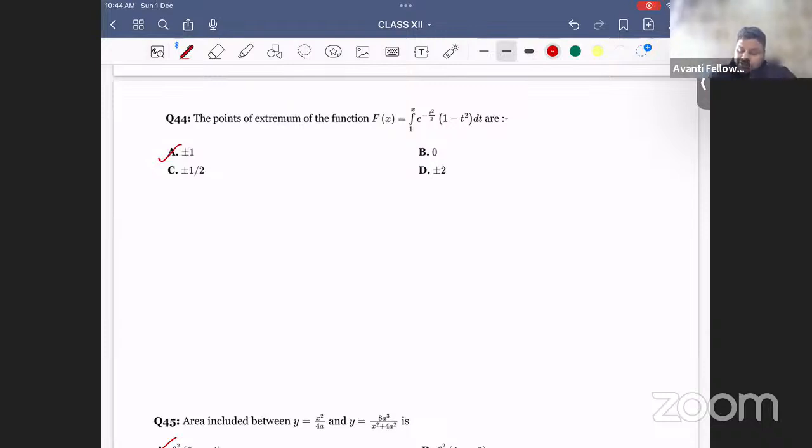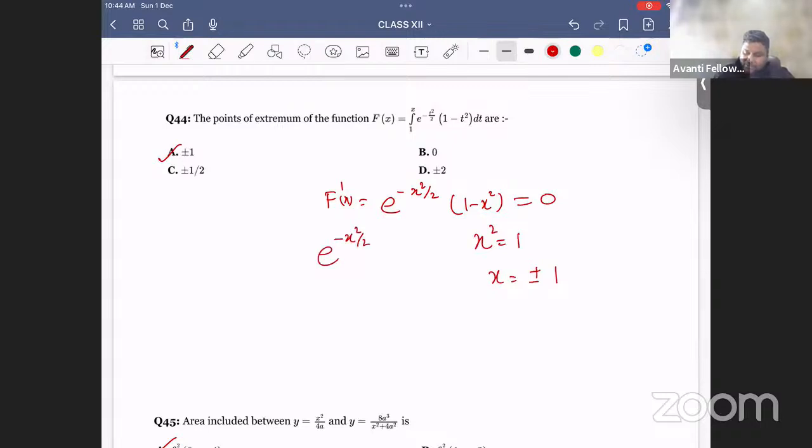Now, the points of extremum for the function f(x) equals to this. So how to find point of extremum? Just differentiate. So what is f dash x? F dash x, by Leibniz rule we apply, is e to the power minus x square by 2 into 1 minus x square. You just make it 0. So x square is 1, x is going to be plus minus 1. This e to the power minus x square by 2 is never 0.